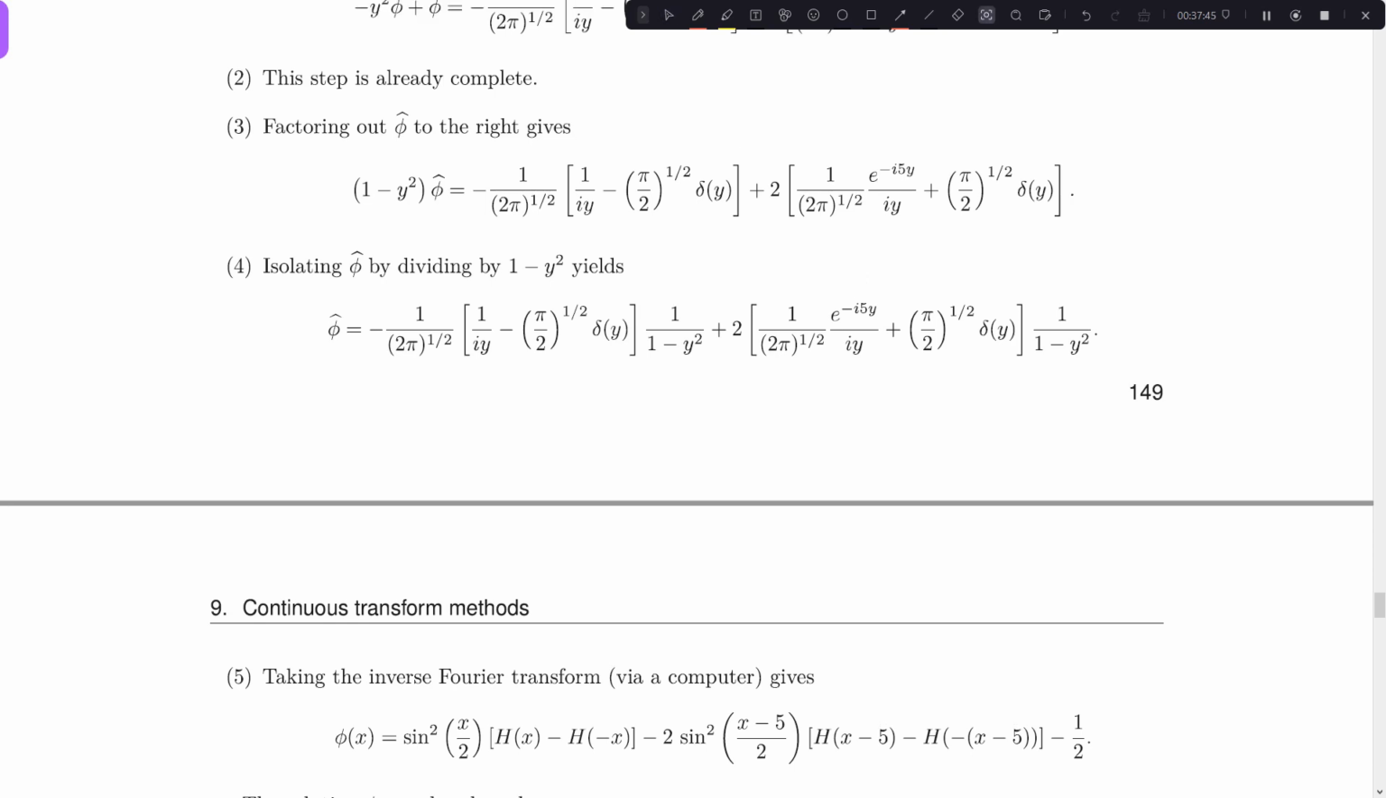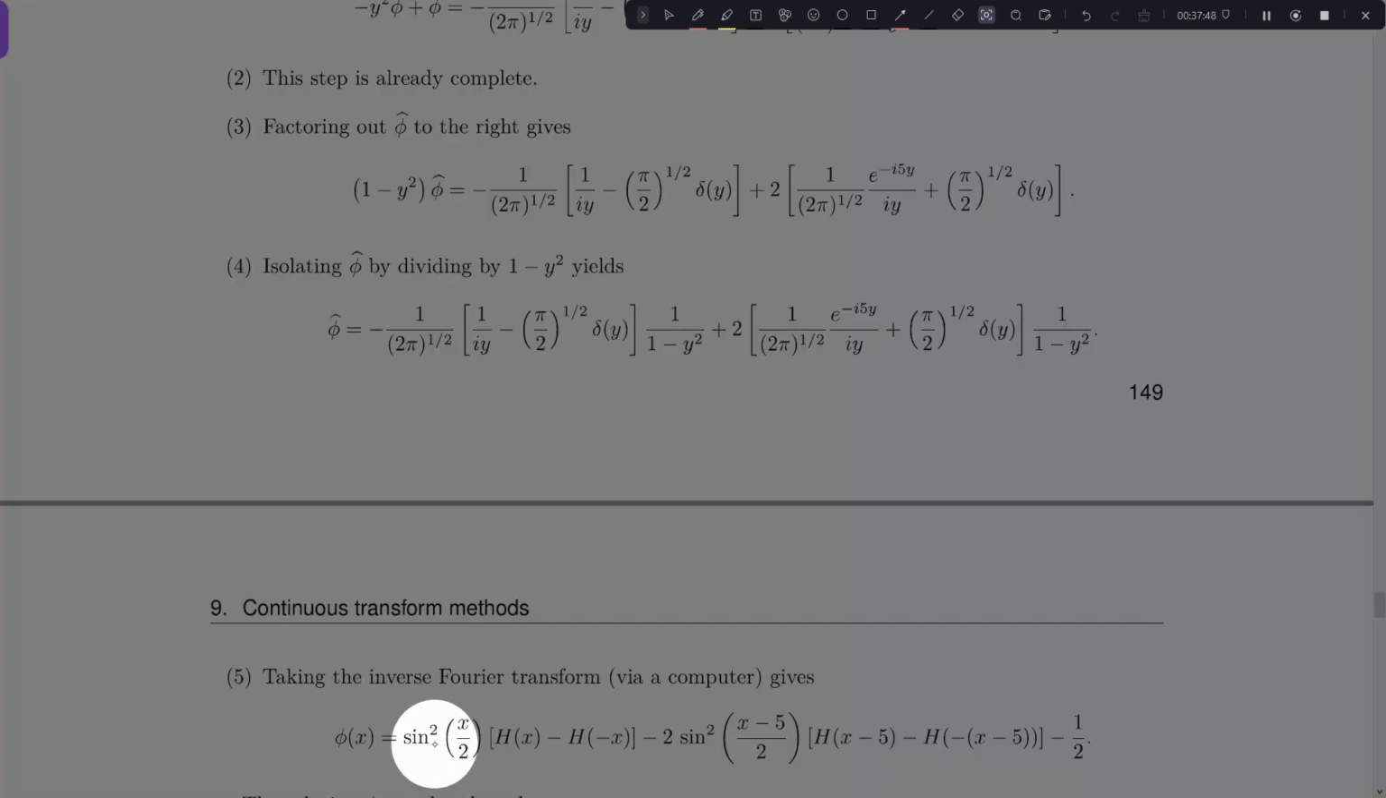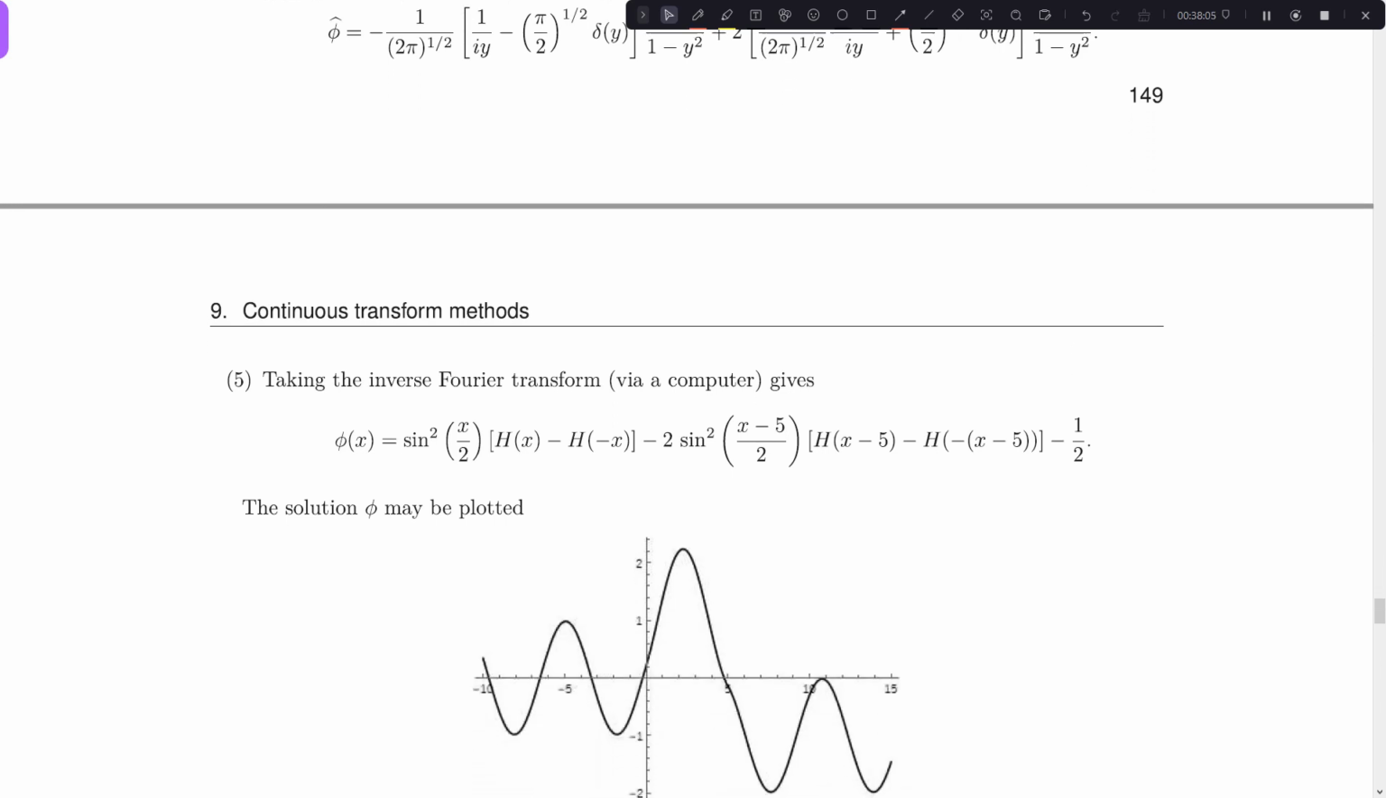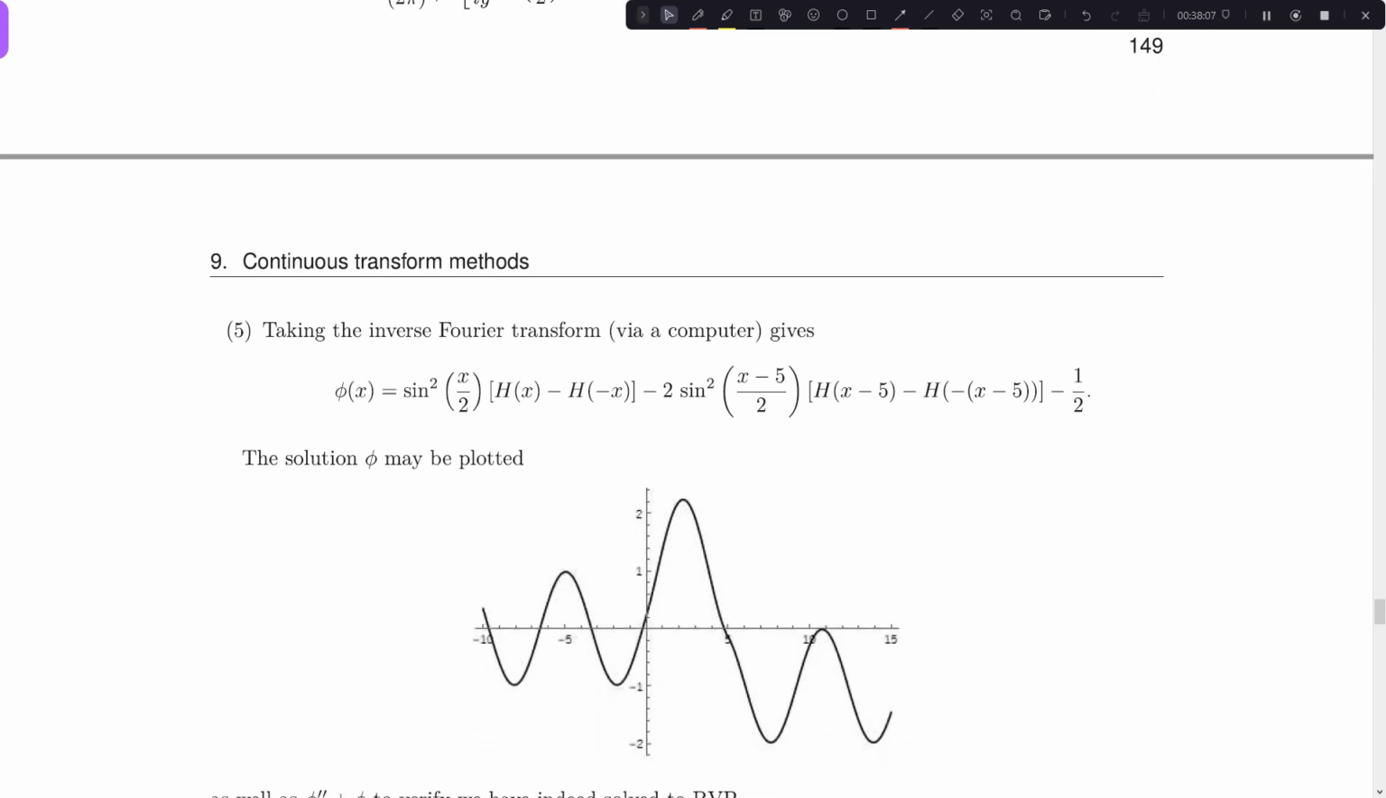Or you can plug it into your computer. You use something like inverse Fourier transform on your computer, and if you put that in, you'll get sine squared of x over 2 in this region, and then sine squared of x minus 5 in this region, and actually everything's subtracted by 1/2. So what does this look like? It looks like that. So once again, just like the Laplace cases, you get something that's smooth.